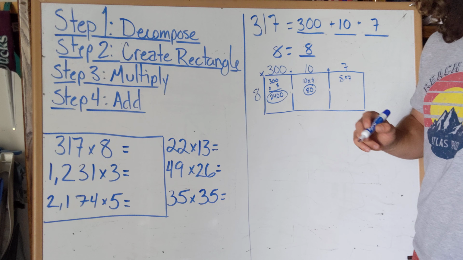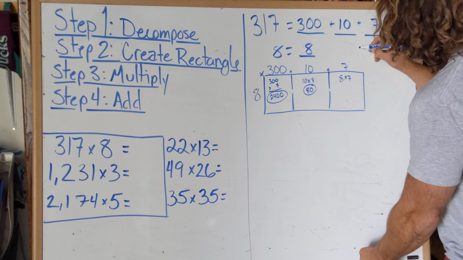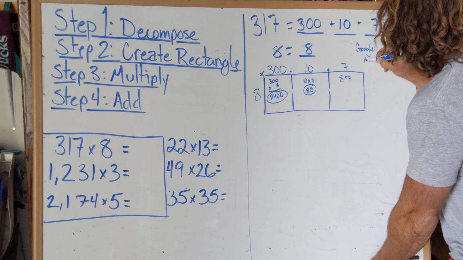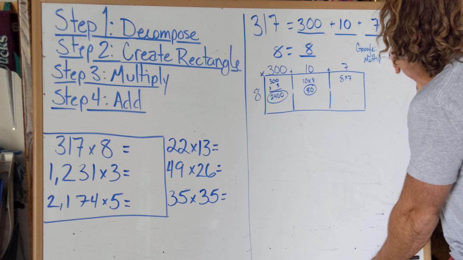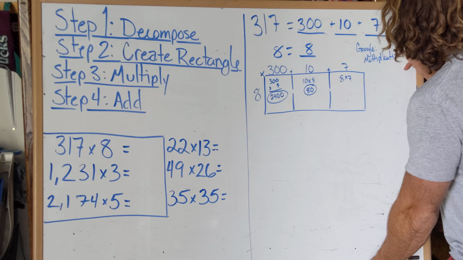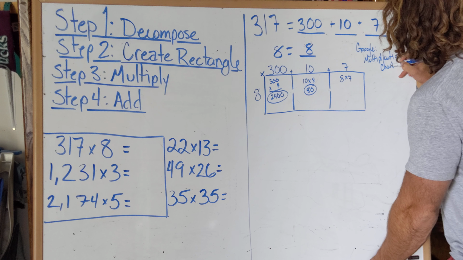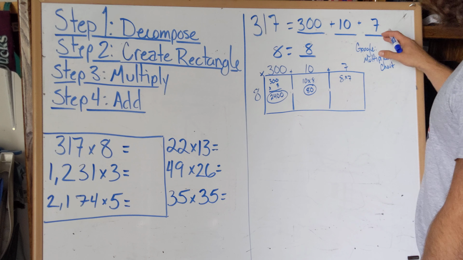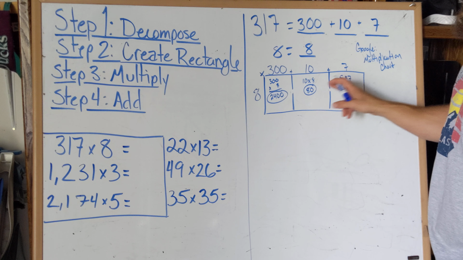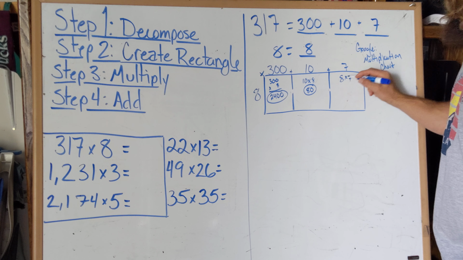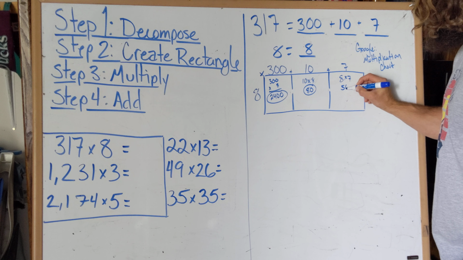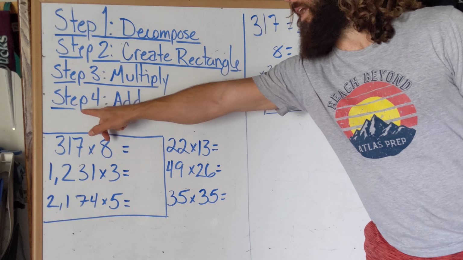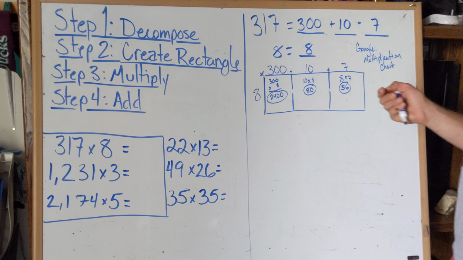And if you need a multiplication chart, all you have to do is Google multiplication chart and go to the images, and we'll pull up thousands of different multiplication charts to help you remember what some of these are. 8 times 7 gives me 56, and I circle it. And I move on to my step number 4, which is addition.